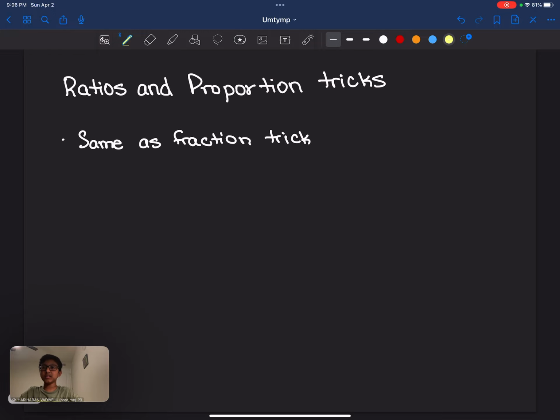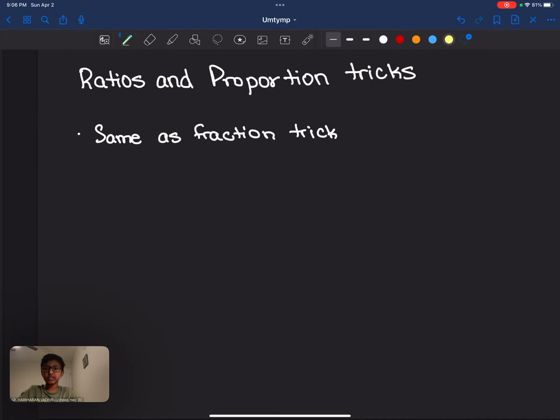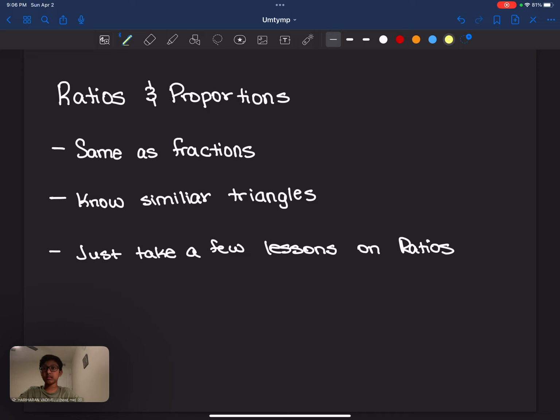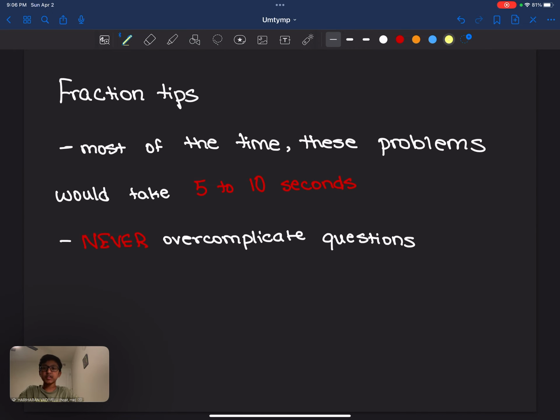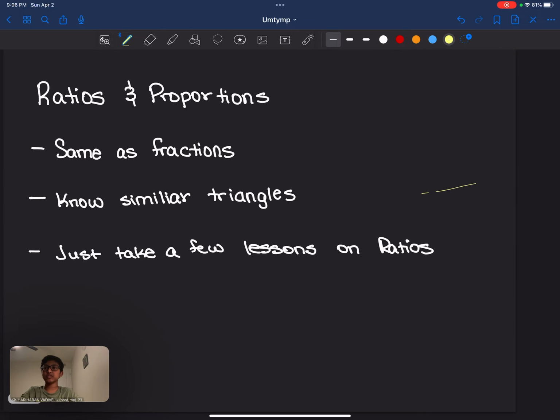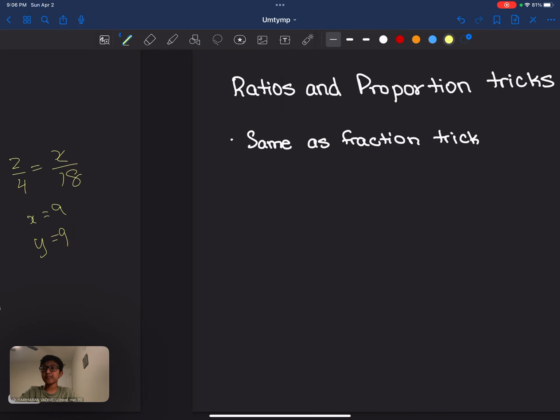So the idea is, it's the same as the fraction tricks. I can actually go back to the slide. Here. So most of the time the problems take like 5 to 10 seconds. Same thing again. There's no similar triangles. That's pretty much it. And that concludes the video.